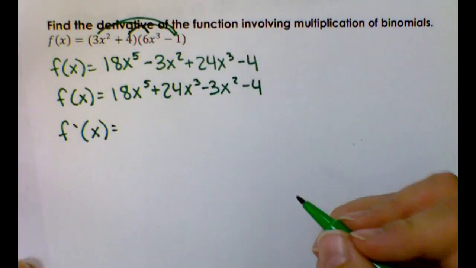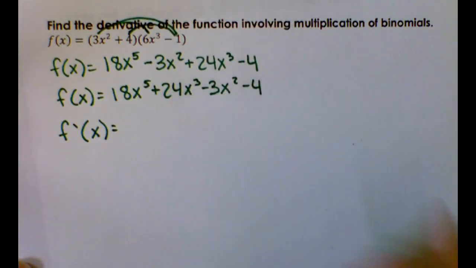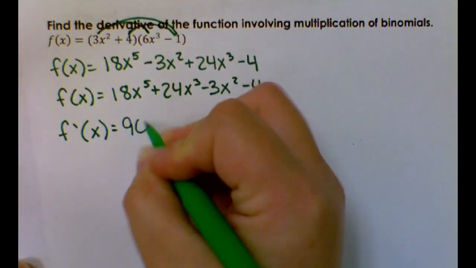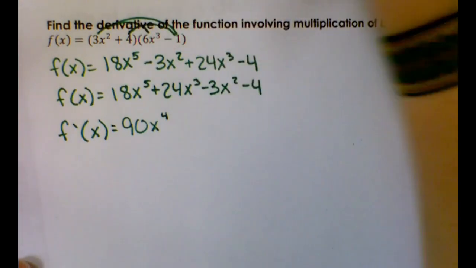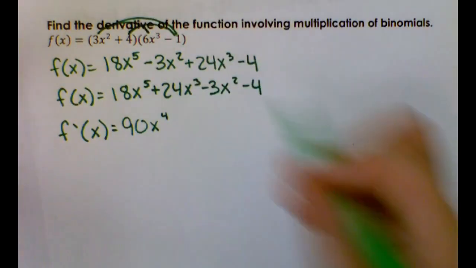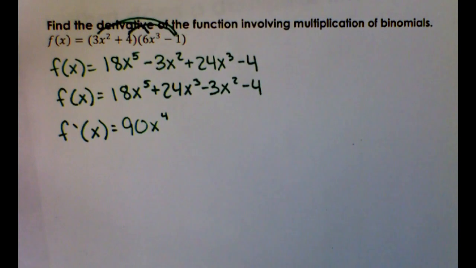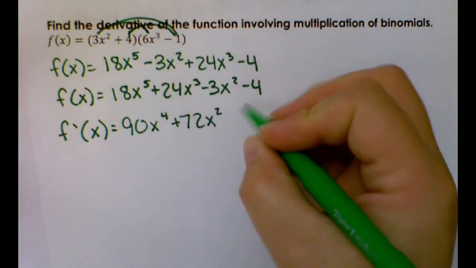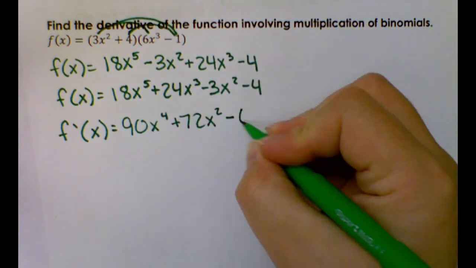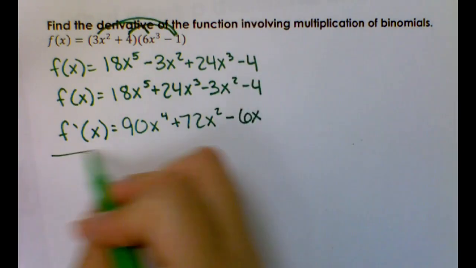Now I can use the power rule. Bring down my 5, so I need 18 times 5 gives me 90x to the 4th power, because I subtract 1. Then we're going to bring down the 3, so 24 times 3 makes plus 72x squared. Minus, bring down the 2, I get 6x, and there's my answer.